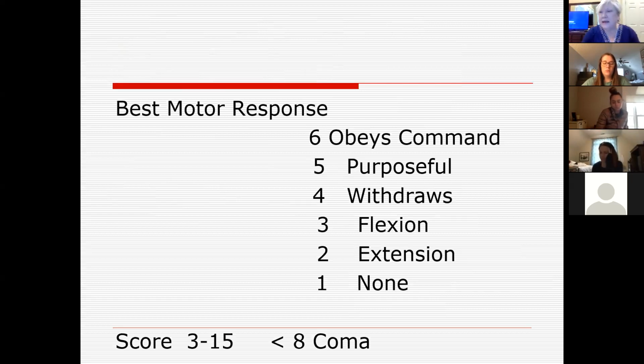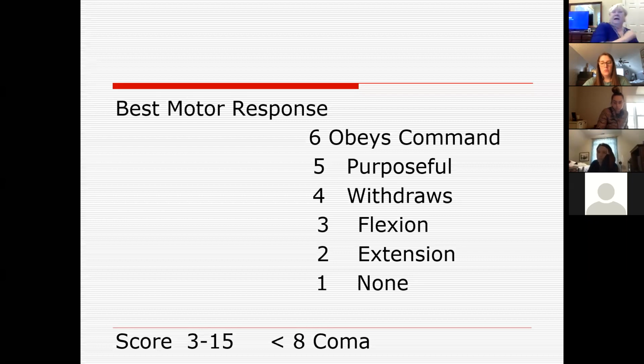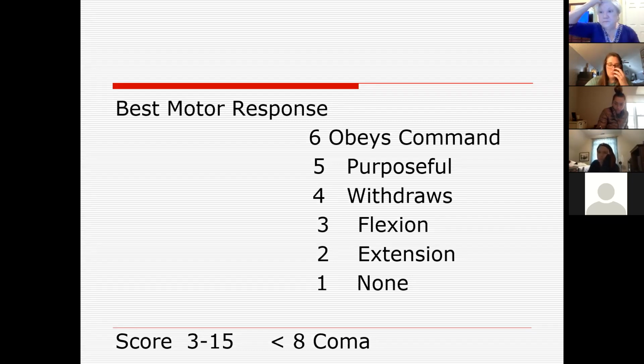Best motor, obeys commands. Purposeful, you stick me and I pull my arm back. You put an NG tube down, and I'm like, I'm doing this. That's purposeful movement. Withdraws is not jerking your hand back from pain. Withdraws is like moving away in a fetal type of position. Flexion and extension is posturing. Flexion is decorticate, extension is decerebrate. And none is none. 3 is the minimum, 15 is the maximum.